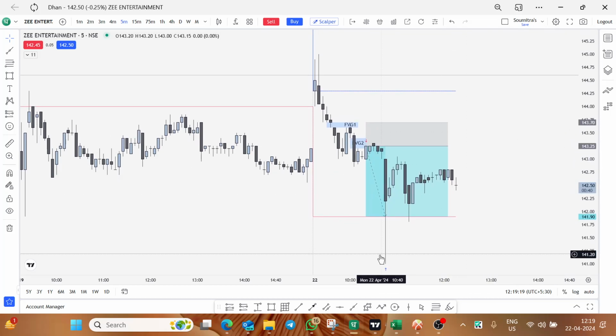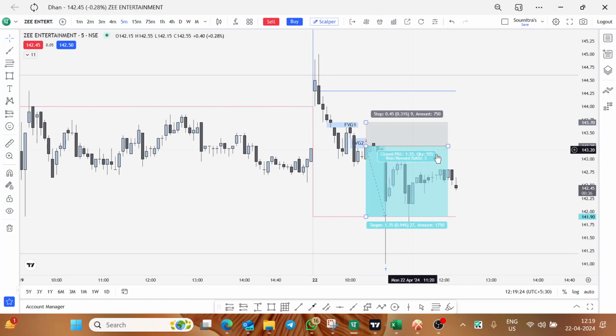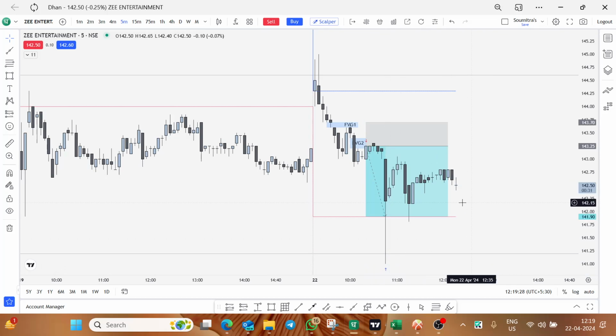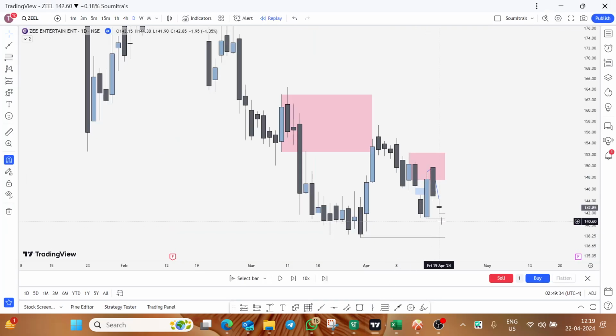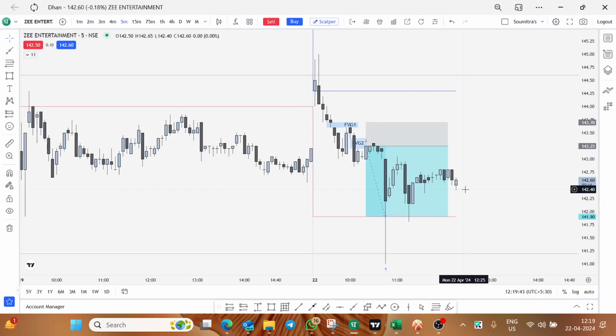after 3 or 4 candles in the 5 minutes time frame, it took our target here, and in fact it took the next draw on liquidity also. That means this line also it took, and now it is obviously moving sideways. I don't know what is going to happen. Either it will reach this swing low, or maybe it may go up. We don't care about that.